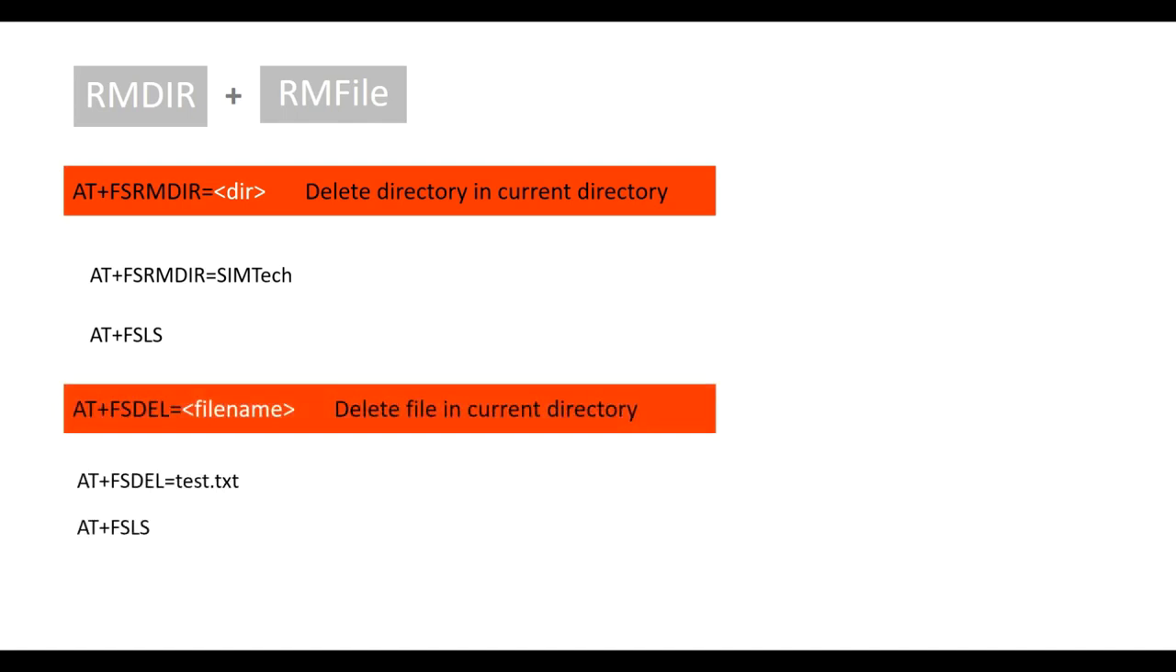To remove the file, we are going to use FSDEL with the file name, and in this case we are going to remove the test.txt file. After sending this command, the file has to be removed and also the directory has to be removed.